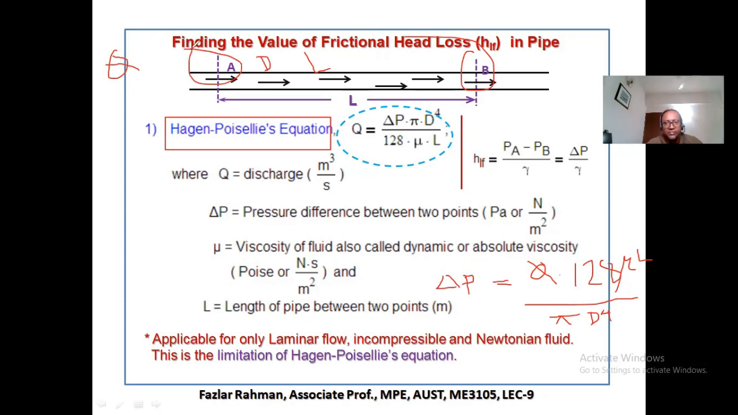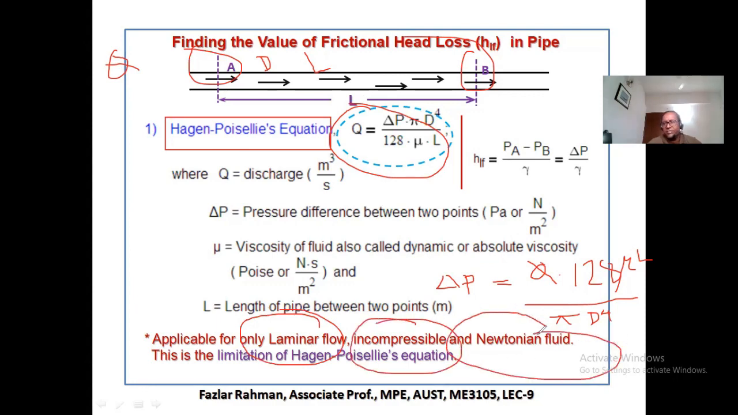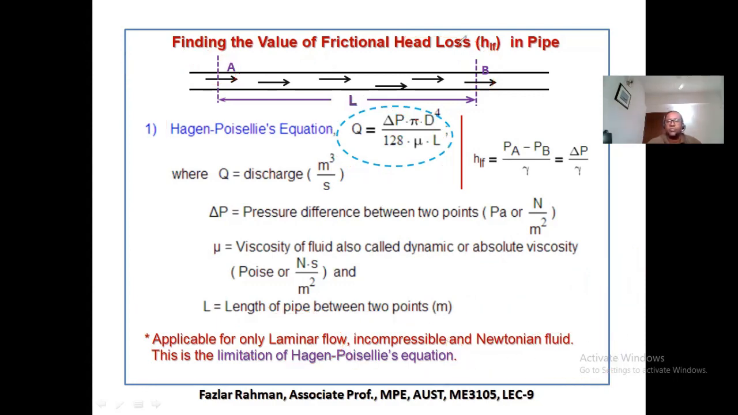But this equation is valid only for laminar, incompressible, and Newtonian fluid. Also not valid for non-Newtonian fluid. So this is the limitation of this equation. If the flow is turbulent, you cannot use this equation. So this equation you can use only for laminar flow. But obviously in a lot of cases, we have found mostly the flow is turbulent.